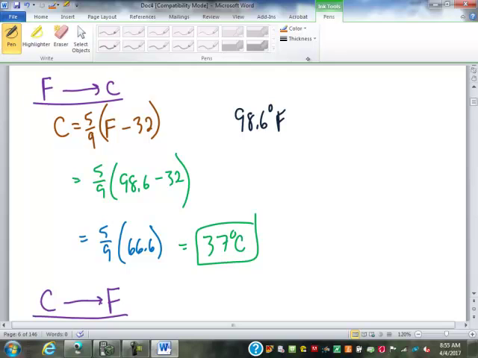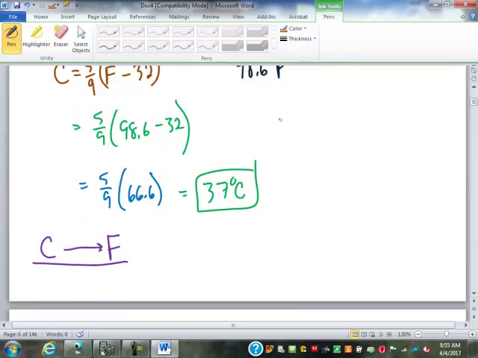All right. To go from degrees Celsius to degrees Fahrenheit, your Fahrenheit temperature is equal to 9/5 times your Celsius temperature. That's just that ratio flipped upside down. Instead of 5/9, it's 9/5. Then you add that 32 degrees to it.